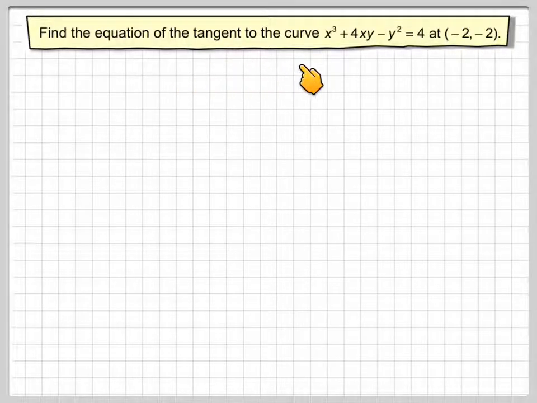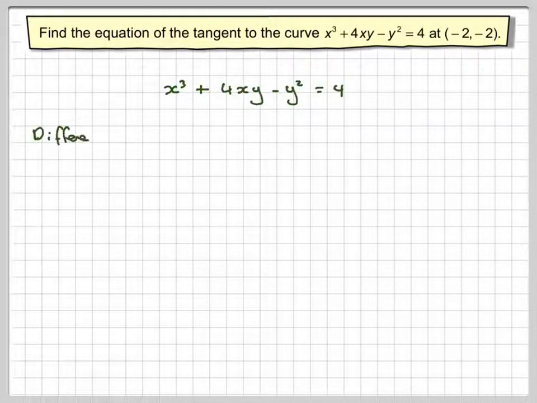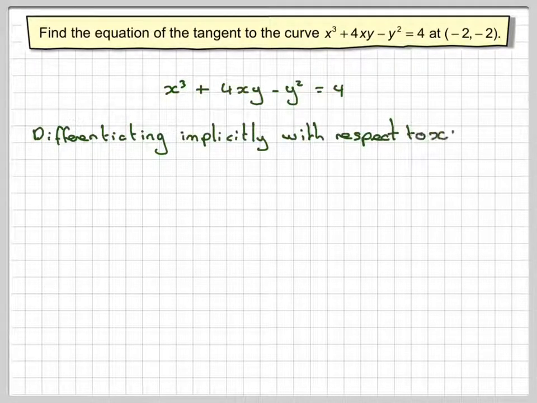Find the equation of the tangent to the curve x cubed plus 4xy minus y squared is equal to 4 at the point (-2, -2). So, writing that down, what we need to do is this is an implicit function, so we need to differentiate implicitly with respect to x.